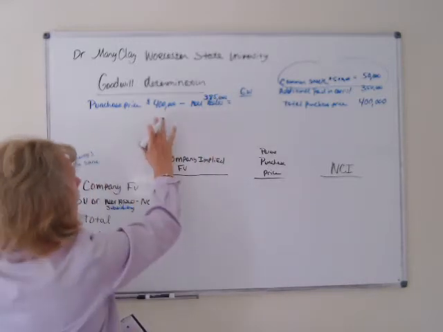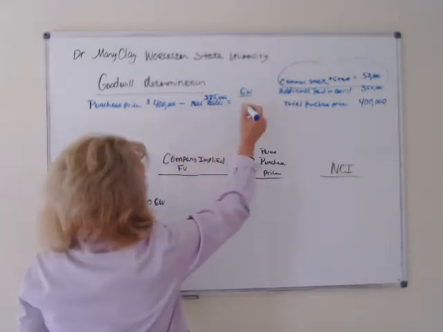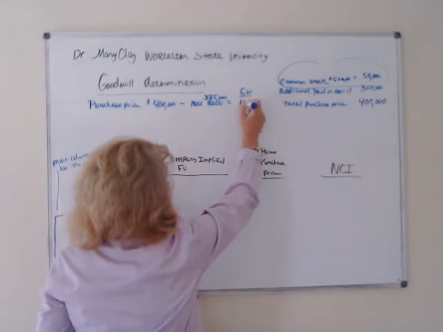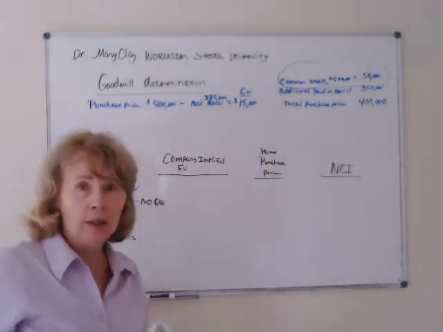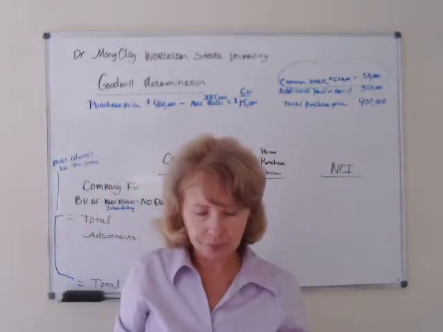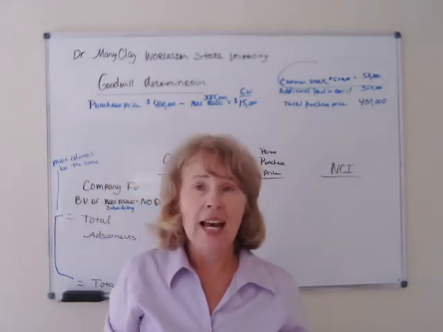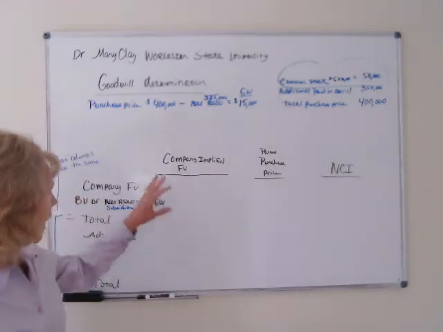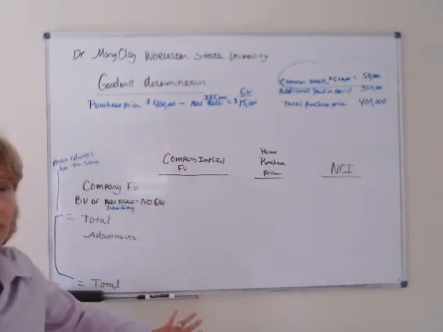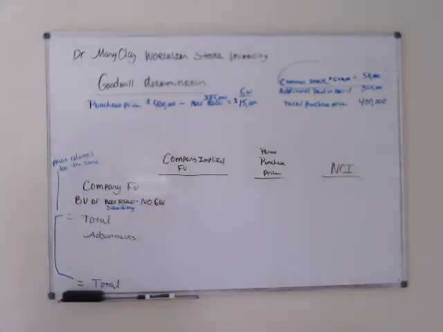So my goodwill is 400 minus 385,000, and that gives me 15,000 for goodwill. Remember, goodwill is an intangible asset. Okay, now I'm going to step back, and I want you to get this down. So you can pause the video right now. I want you to get this analysis down.